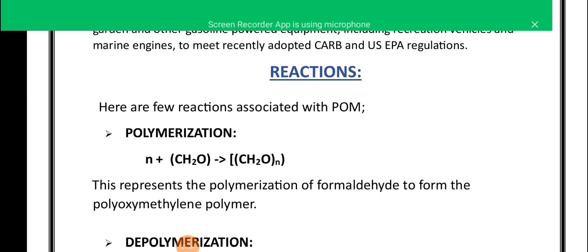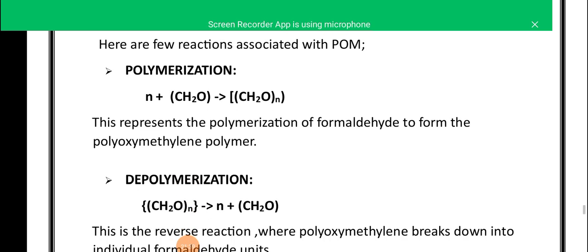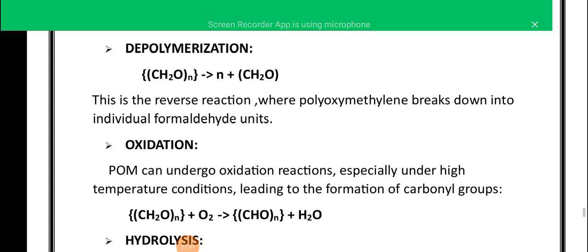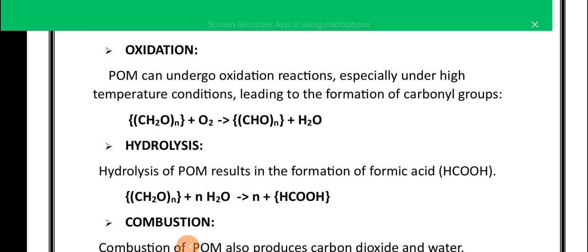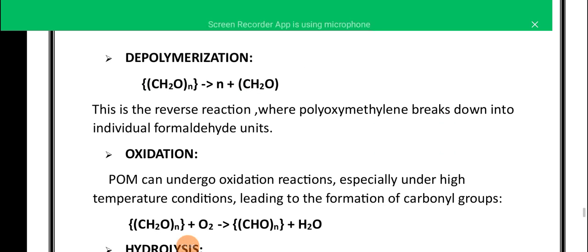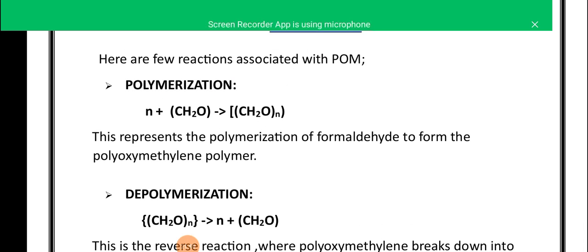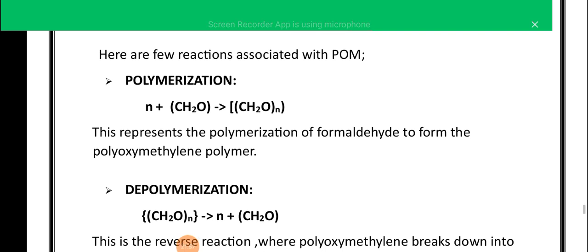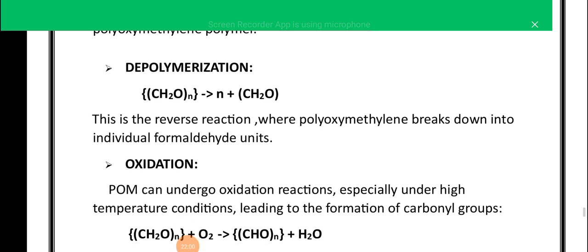Here are some reactions of polyoxymethylene, like polymerization, depolymerization, oxidation, hydrolysis, combustion, and thermal decomposition. The polymerization of formaldehyde represents the formation of polyoxymethylene polymer. Depolymerization is the reverse reaction where the polyoxymethylene breaks down into the individual formaldehyde units.